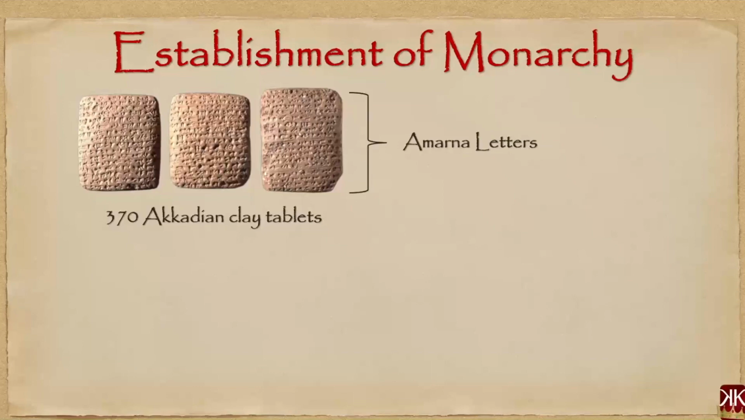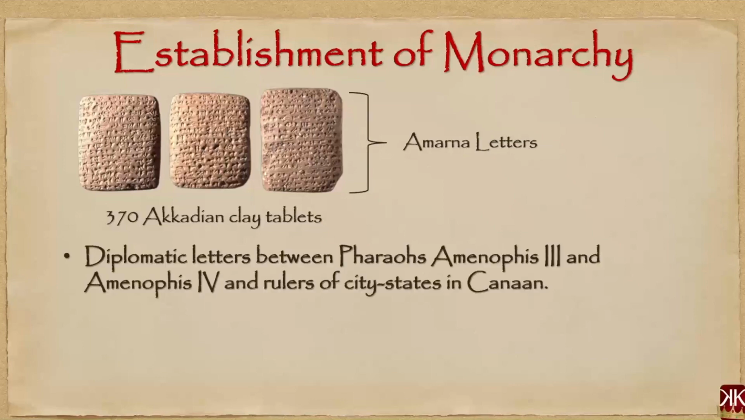What are these letters? These letters include part of the diplomatic correspondence between pharaohs Amenophis the third and then the fourth, the one popularly known as Akhenaten, and the rulers of the city-states in Canaan, in the area of today's Israel.